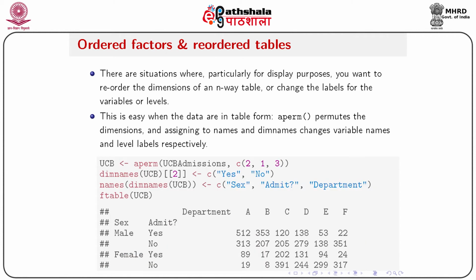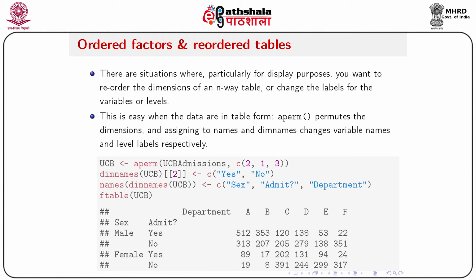Now you can again print the data set, and you will see how the dimension names have been changed. There are situations, particularly for display purposes, where you want to reorder the dimensions of an n-way table or change the labels for the variables. This is easy when the data are in table form, and the aperm function permutes the dimensions and assigns the dimension names, changing variable names and labels respectively.